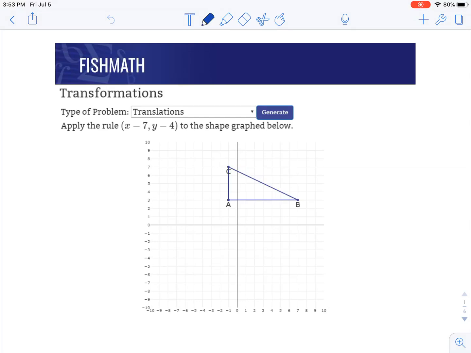Hi everyone. In this video we're going to look at how to do a translation of a shape on the coordinate grid. So what we've got here is a rule that says x minus 7, y minus 4. That's the rule we're going to use to do our translation.